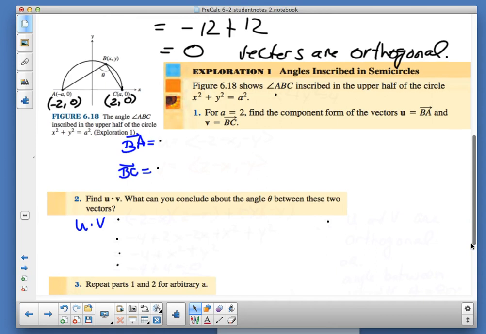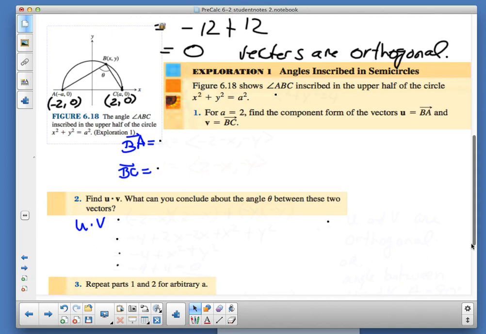This next piece, we're doing an exploration. In 618, angle ABC is inscribed in the upper half of the circle. Do you have any recall of the angle value of an angle whose vertex is on the circle with the interception of the arc? The arc intercepted is twice as big as the angle whose vertex is on the circle. So if this is at the diameter, it's intercepting an arc of 180 degrees. So what's half of 180 degrees? It's 90.